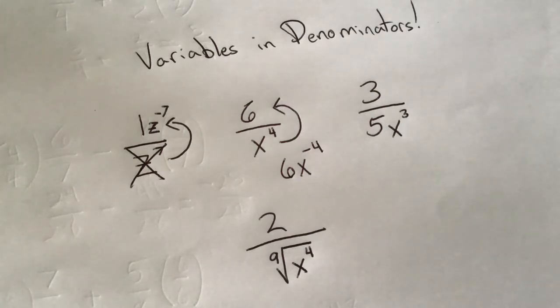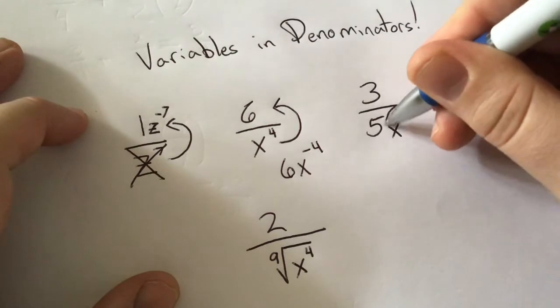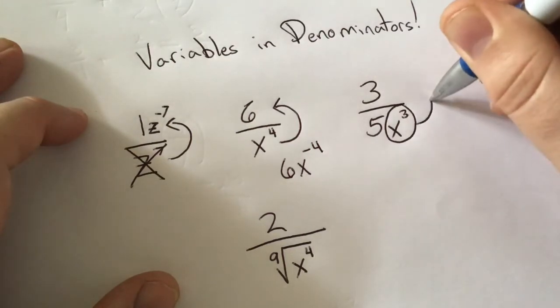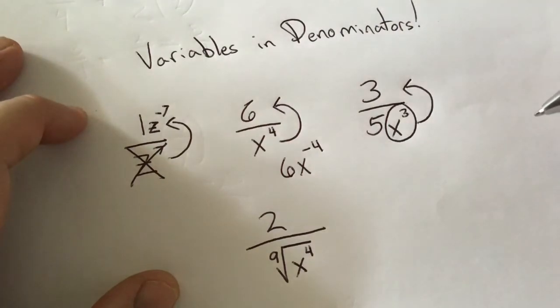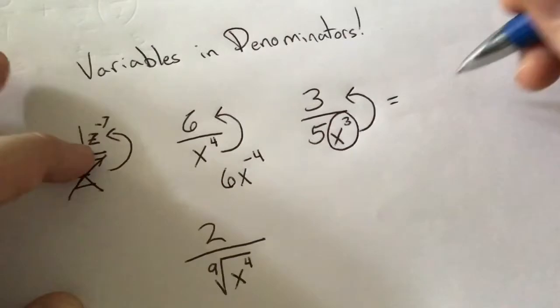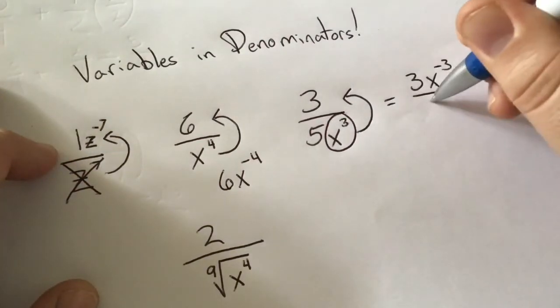Because to move a variable and change its exponent, we only move what that exponent is actually attached to. Meaning, this 3 is only attached to that x. So we are only going to move this single term up to the numerator. The 5 will stay where it is. So technically, this would be 3x to the negative 3rd over 5.